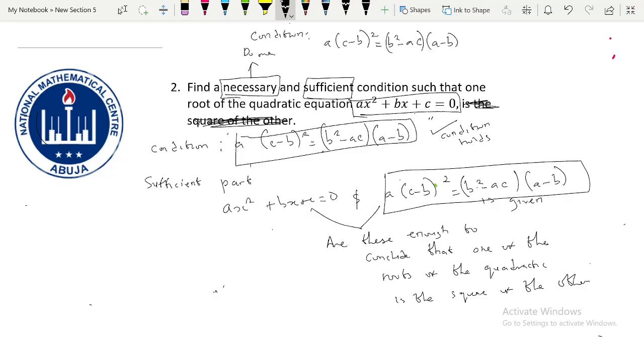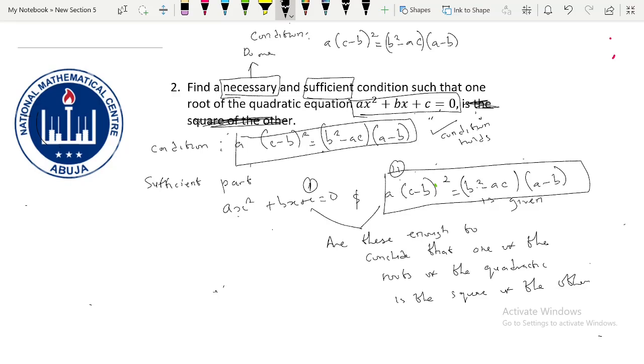So in the exam, though, I give you the problem, I give you the condition, then I ask you to prove that these two conditions 1 and 2 are enough to show that one of the roots has to be the square of the other. That's what this sufficient condition means. So that's what we're going to prove now, that this equation in conjunction with the condition we got is enough to show that one of the roots is the square of the other.